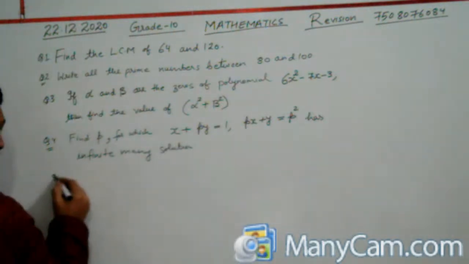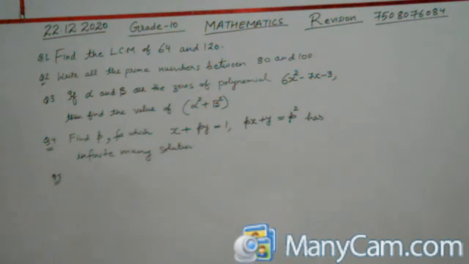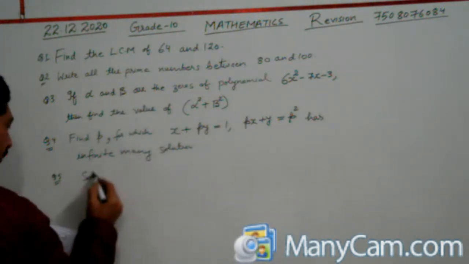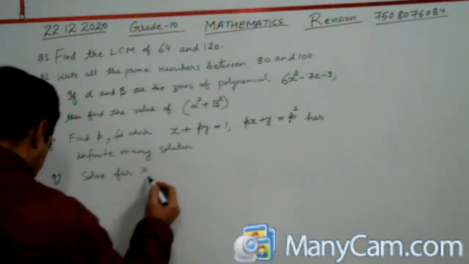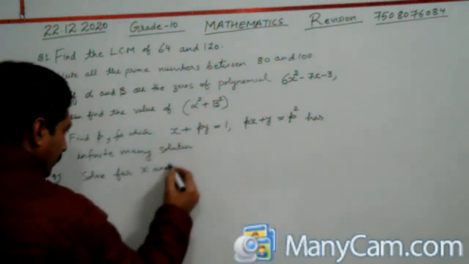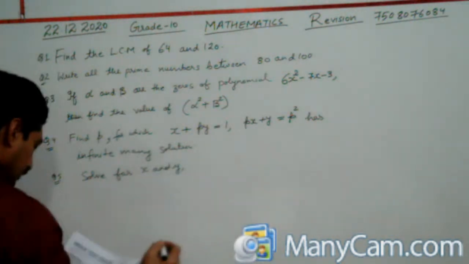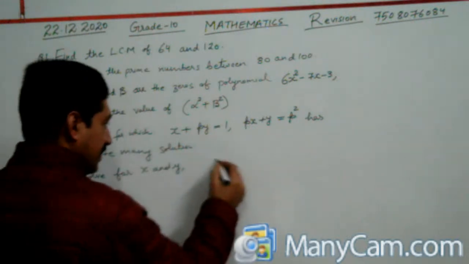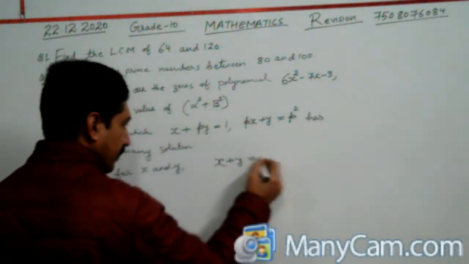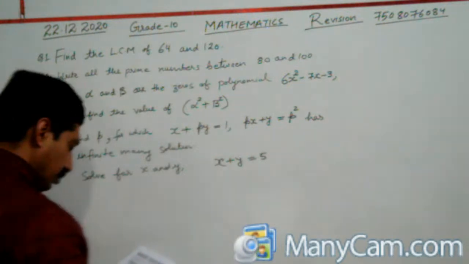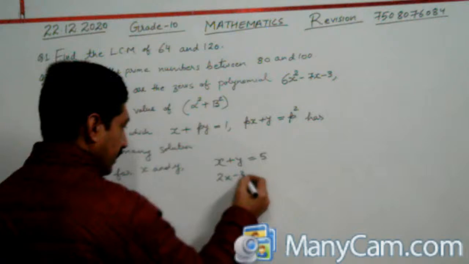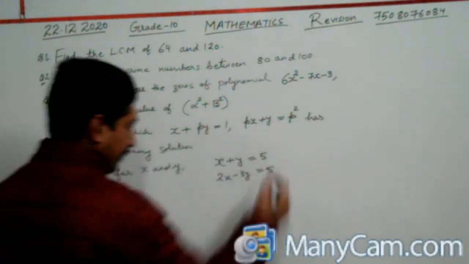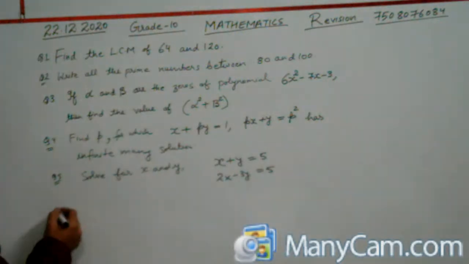Question number 5. Solve for x and y. First is x plus y is equal to 5 and 2x minus 3y is equal to 5. Question number 6.